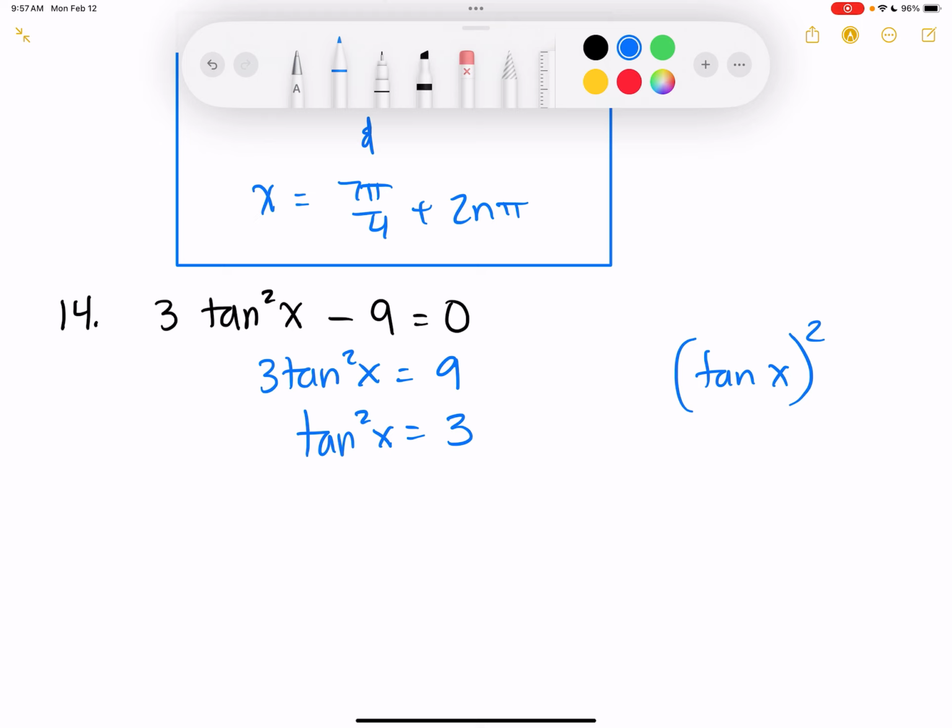Remember, this is the same thing as tangent of x, squared. I don't know what to do from there. Take the square root of both sides, so we'd get tangent of x equals square root of 3.